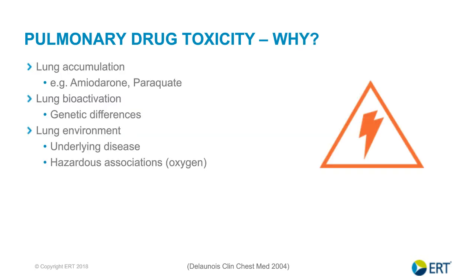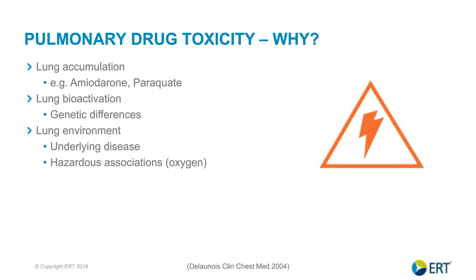Why in the lung? For some drugs, it has been shown that there is distinct and specific accumulation of drugs within the lung. Famous examples are amiodarone, which is used to treat cardiac arrhythmias, and paraquat, a herbicide used in farming, which has also been shown to be specifically accumulated in the lung.